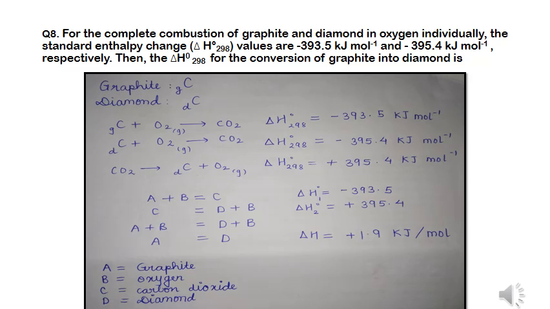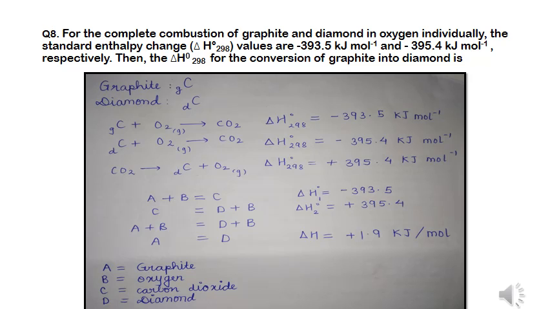So this whole question is based on Hess law, which states that the change in enthalpy in a chemical reaction, that is the heat of the reaction at constant pressure, is independent of the pathway between the initial and the final state. In short, no matter what pathway you choose for completion of your reaction, the overall change in the enthalpy is always going to be the same. So you have to find out delta H0 for conversion of graphite into diamond.